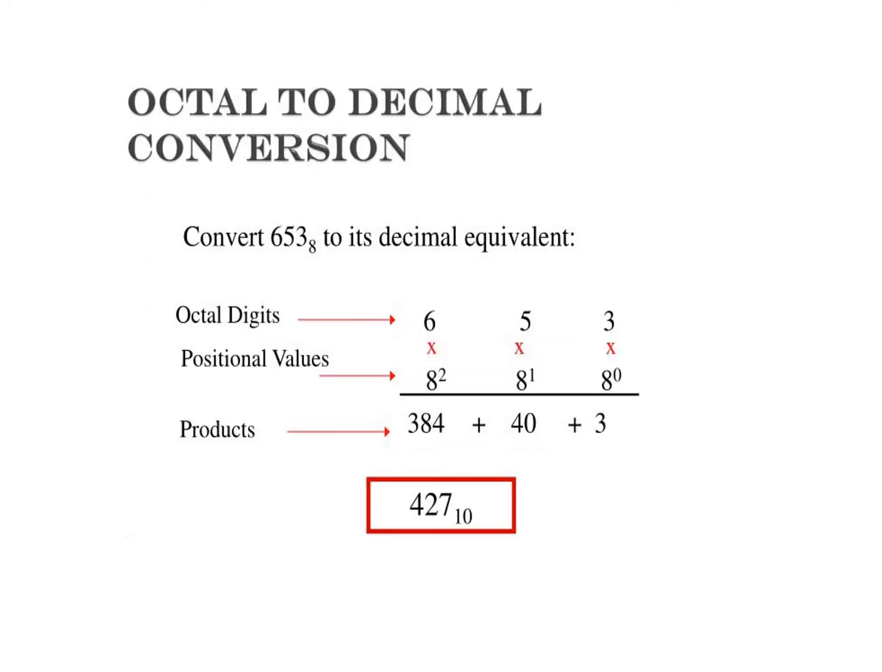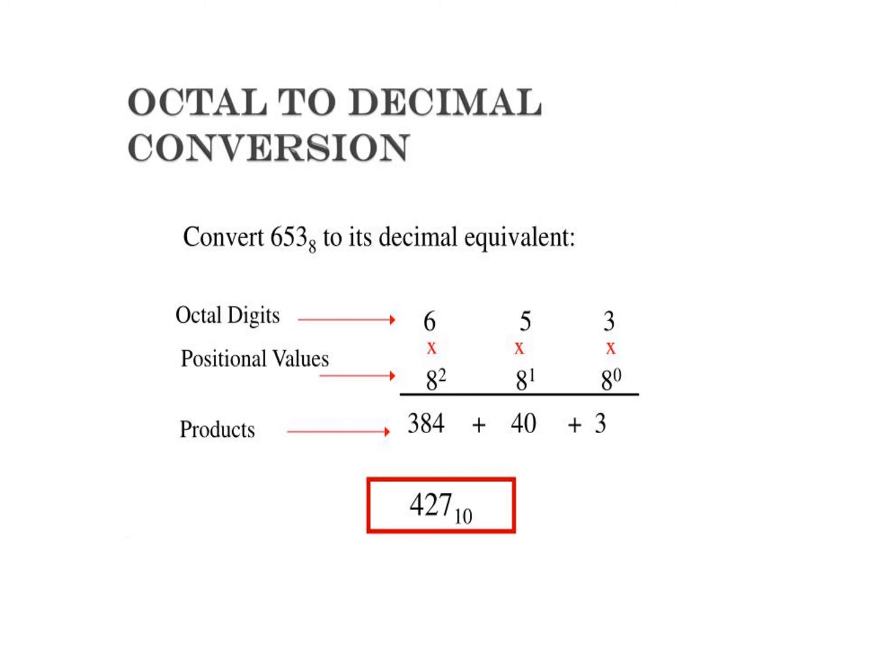Octal to decimal conversion. For converting octal to decimal, the same process is followed as for binary to decimal. So the octal digits are like 653, and the positional values start from the right. Depending upon the position, we have base 8, power 0, and then power 1, power 2, that is 8 raised to power 0, 8 raised to power 1, 8 raised to power 2. These positional values are multiplied by the corresponding digits.